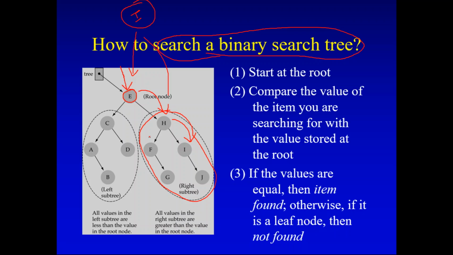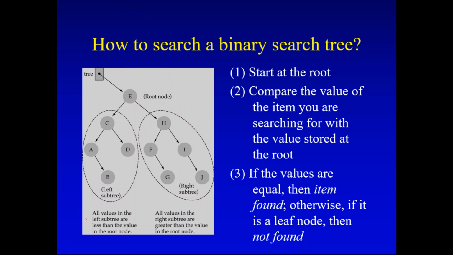In every node we are differentiating the path, whether it will be in the left subtree or in the right subtree. Say for example, if you want to search B, then how will we search? Start with E. Is E equal to B? No, E is not equal to B. Then check, is B less than E or greater than E? B is less than E, so go to the left child.